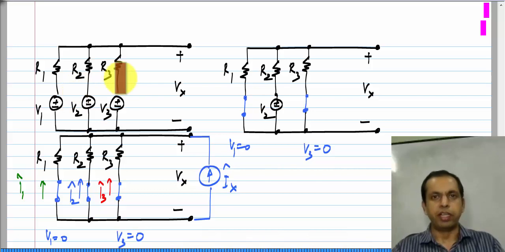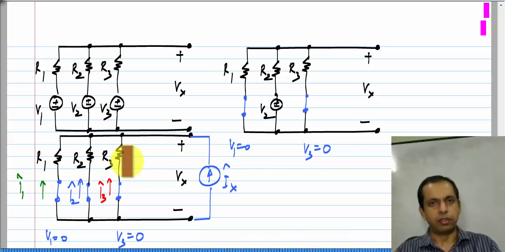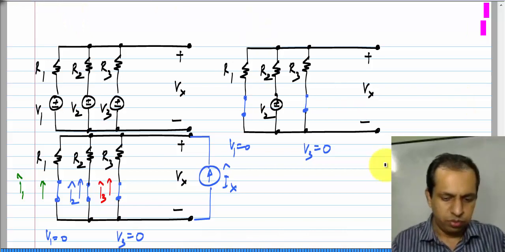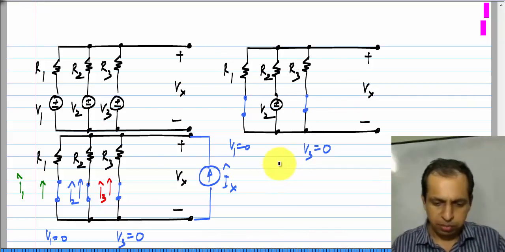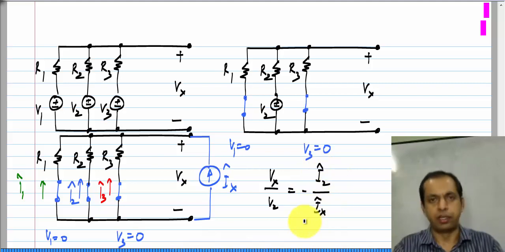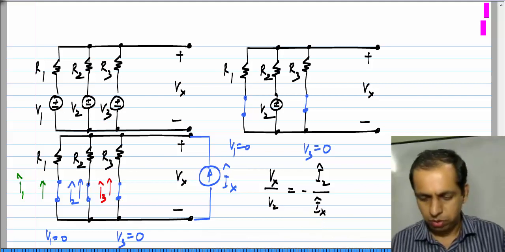Okay. Now, if I take the reciprocal cases for each of these three, the network is exactly the same. I apply a current from this side and I simply have to calculate these three currents. Okay. So, and that is very easy, right. So, for this reciprocal case, I know that V x by V 2 exactly equals minus I 2 hat by I x hat. Okay. Now, what do I do with this?